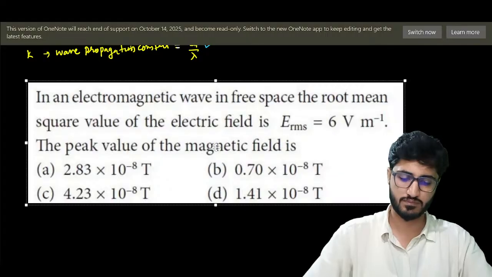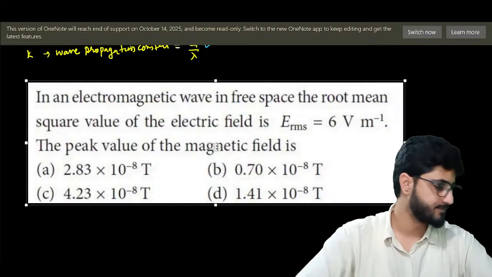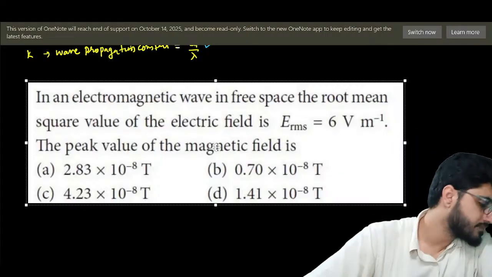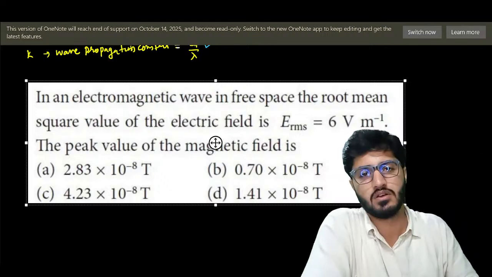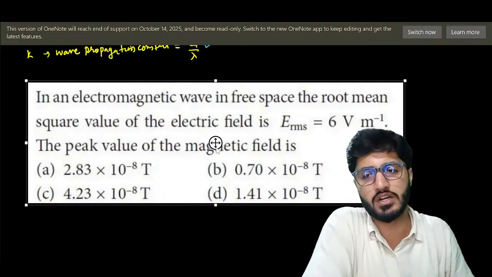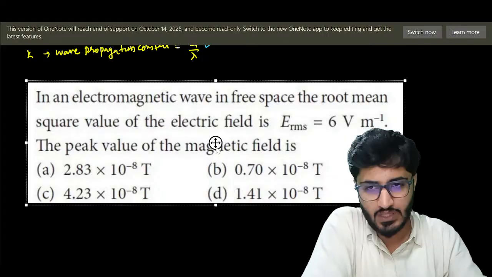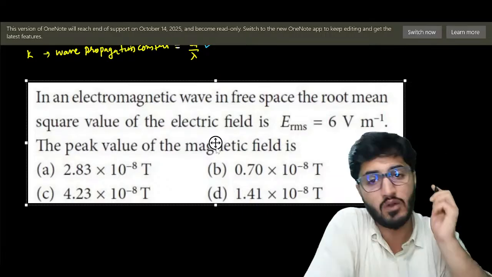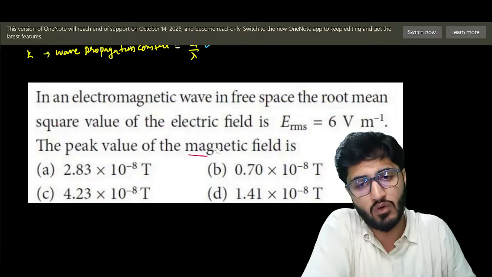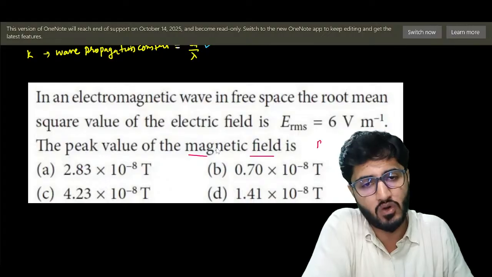You can try it now. Very easy. So I guess you have noted down this one. I will show you. Sir, what we have to find out? The peak value of magnetic field. So peak value of magnetic field, that is B naught.